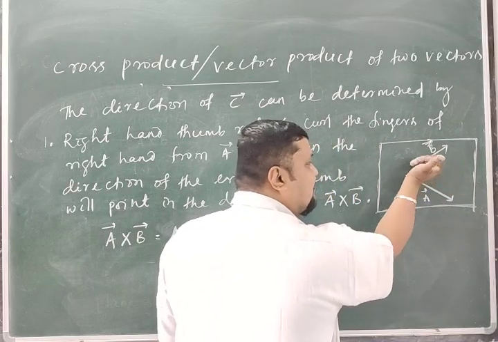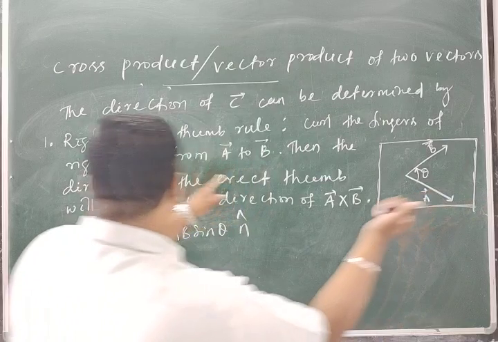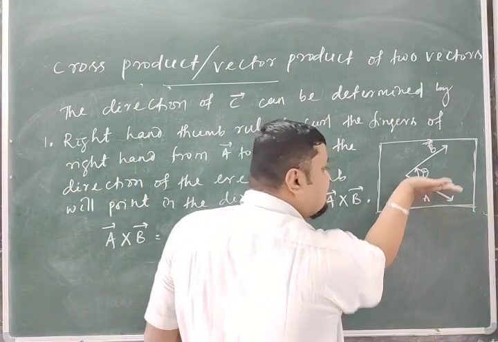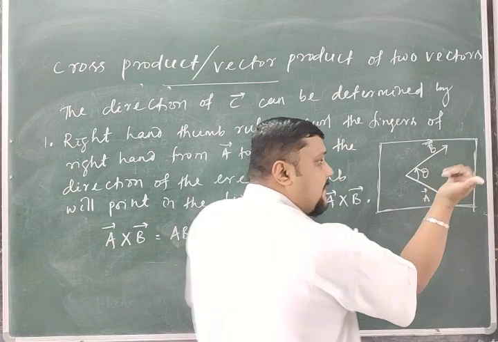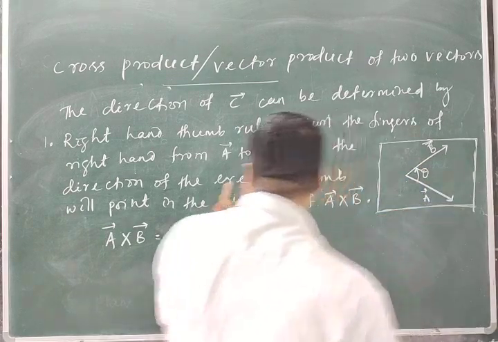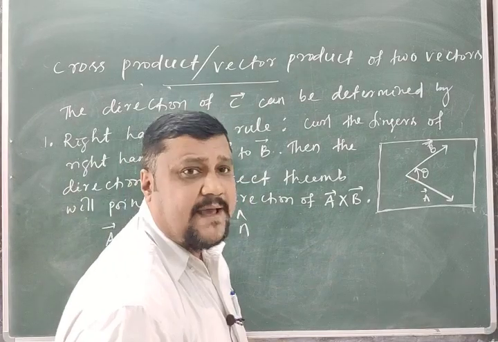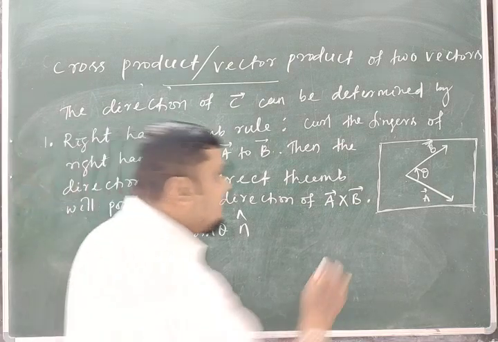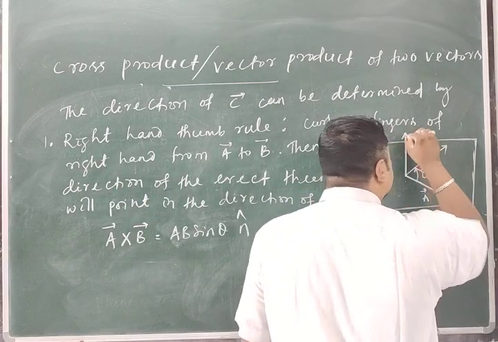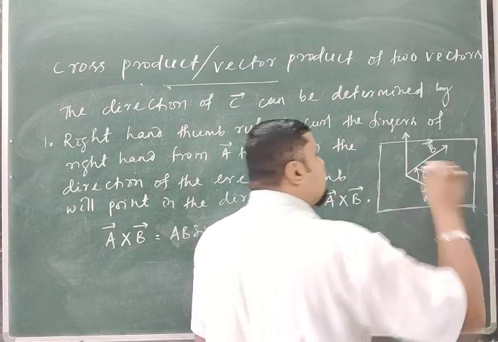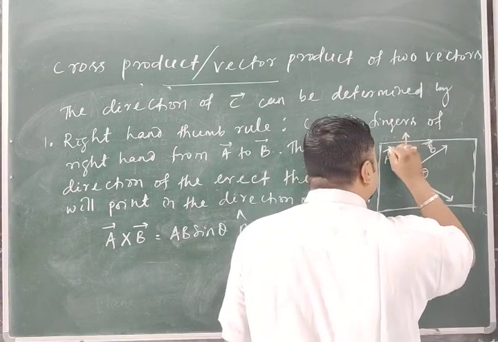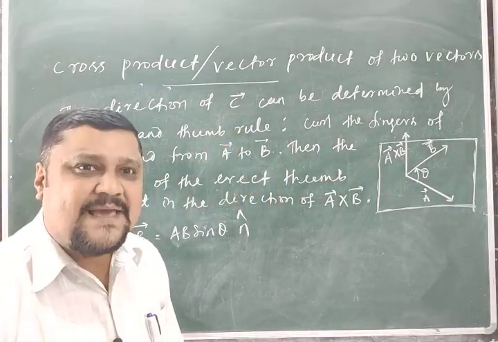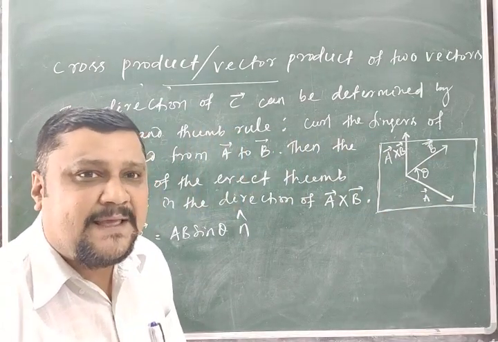So when you do A cross B, the direction of the erect thumb will give the direction of A cross B. In this case, the A cross B direction is perpendicular upward. So I will show this as A cross B.